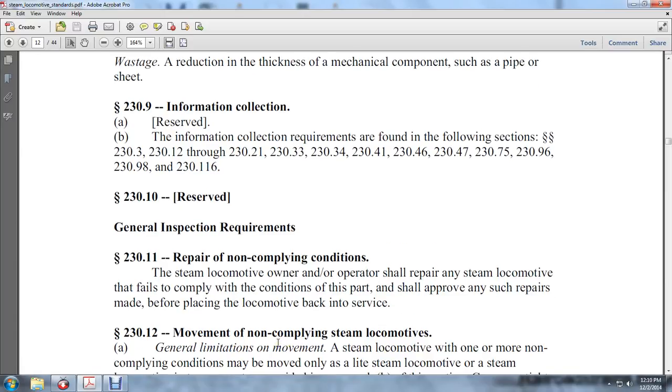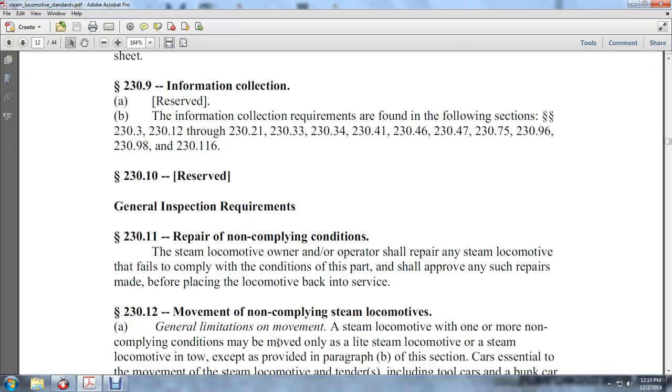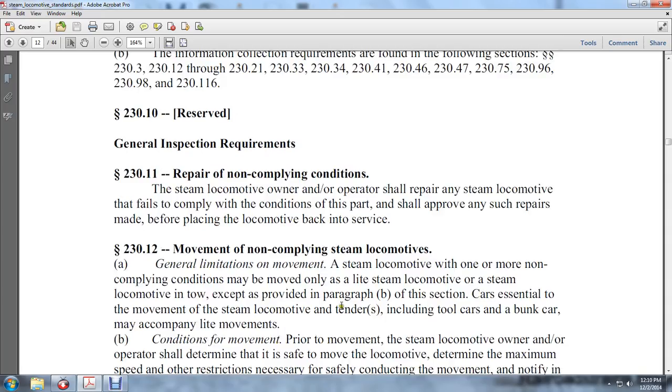Movement of non-complying steam locomotives. General limitations on the movement of the steam locomotive with one of the non-compliant conditions: it may be moved light, or as a steam locomotive in tow, except as provided in paragraph B of this section. Cars essential to the movement of the steam locomotive tender, including tool cars and bunker cars, may accompany light movements. Conditions of the movement.